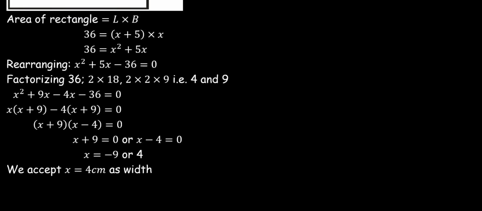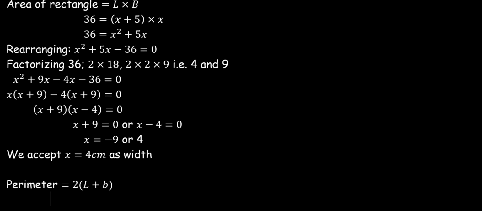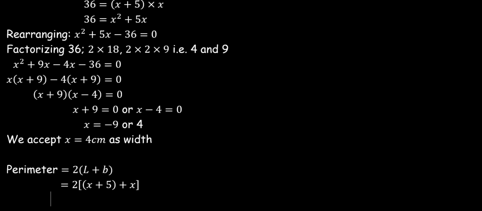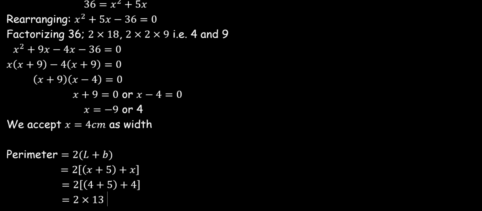Next, we take on the perimeter of the given problem. Perimeter is equals to 2 into L plus B. In this case, we have 2 into bracket open x plus 5, bracket close, plus x. This is from our original diagram, where we have length is equals to x plus 5 and breadth, which is the width, is equals to x cm. Substituting for the value of x, which is 4 cm, we have 2 into bracket open, another smaller bracket open, 4 plus 5, bracket close, plus 4, and the bigger bracket is closed. The result is 2 times 13, which is equals to 26 cm.